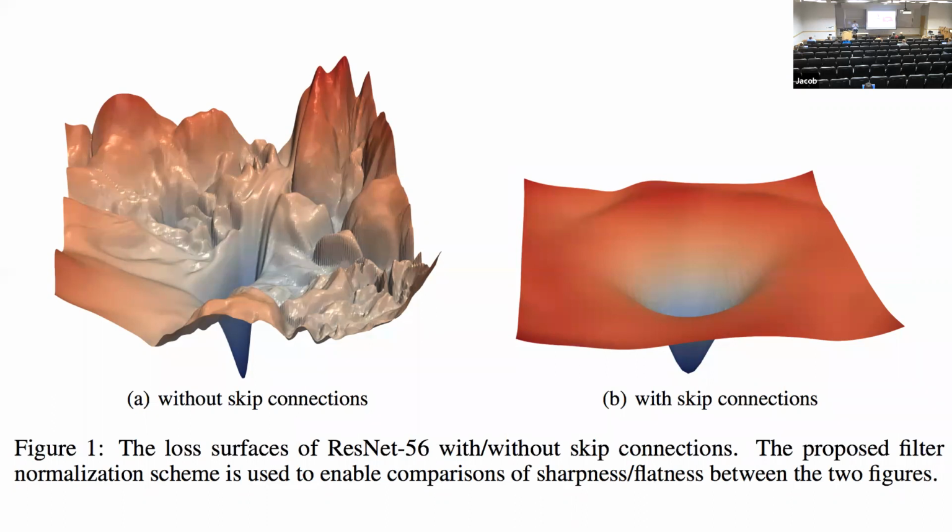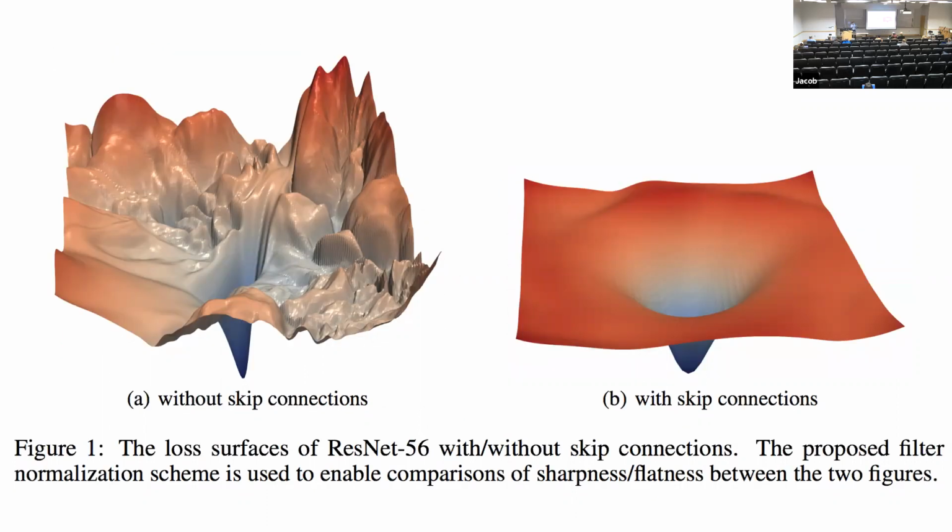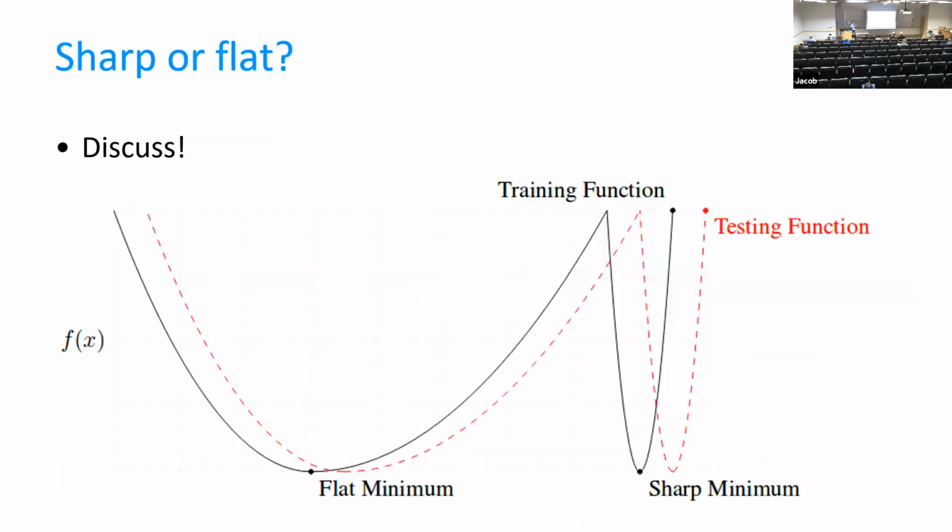Okay, so hopefully by the end of today, we will understand how they made these figures and why it isn't perhaps as straightforward a problem as you might think. So here's another discussion question. We talked about ease of optimization, but now I'm going to ask a question about generalization based on sharpness or flatness of minima.